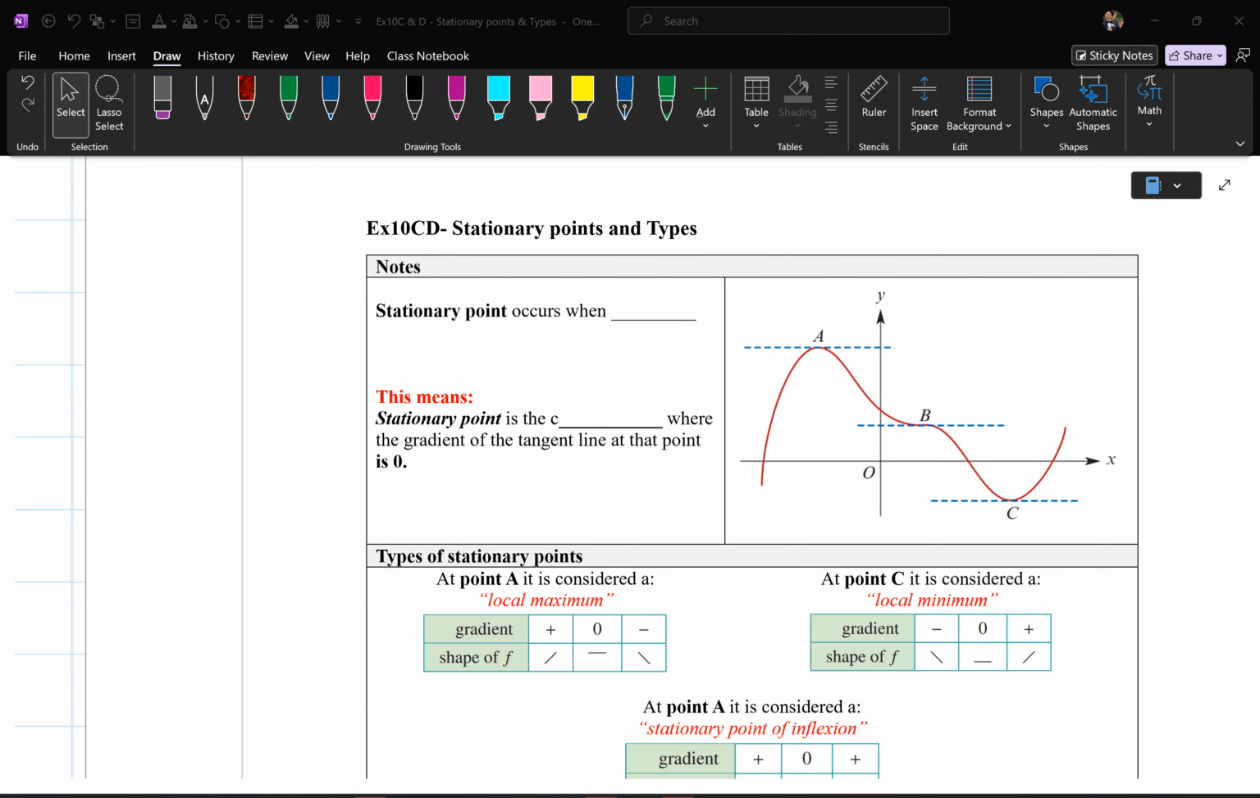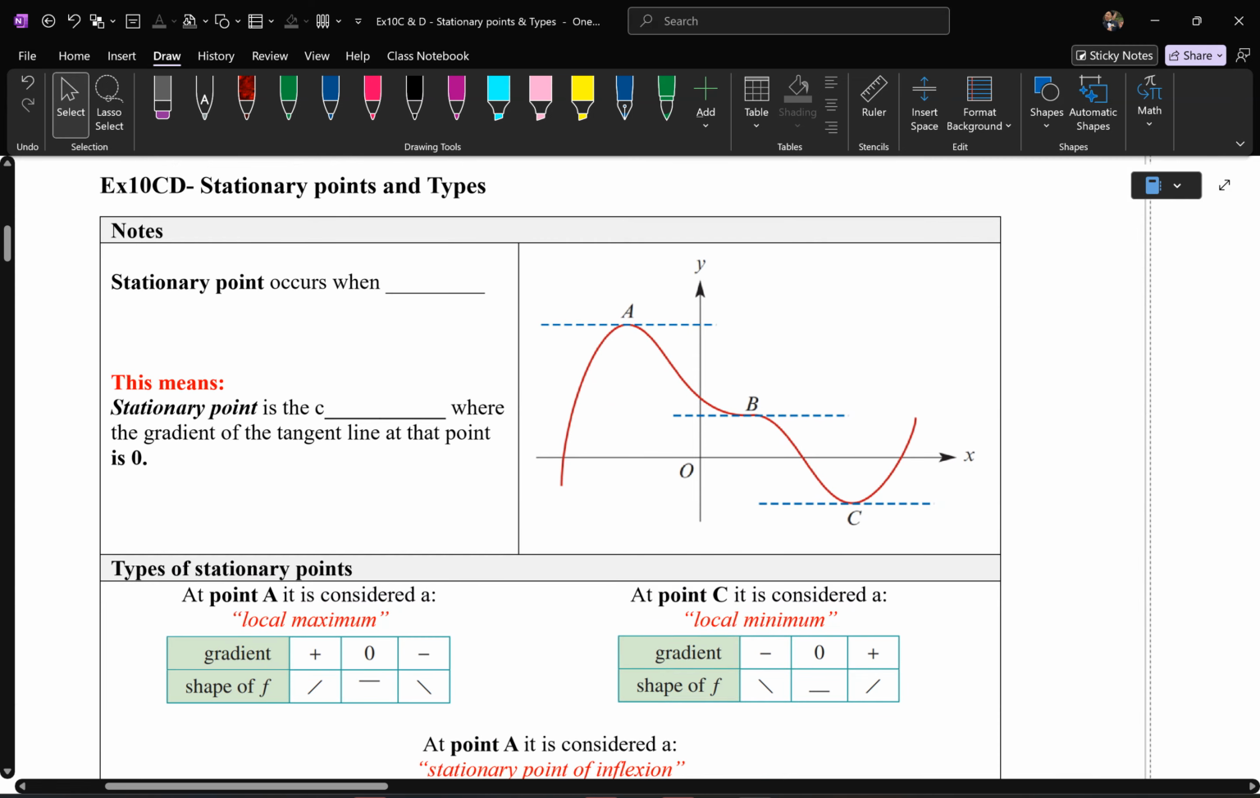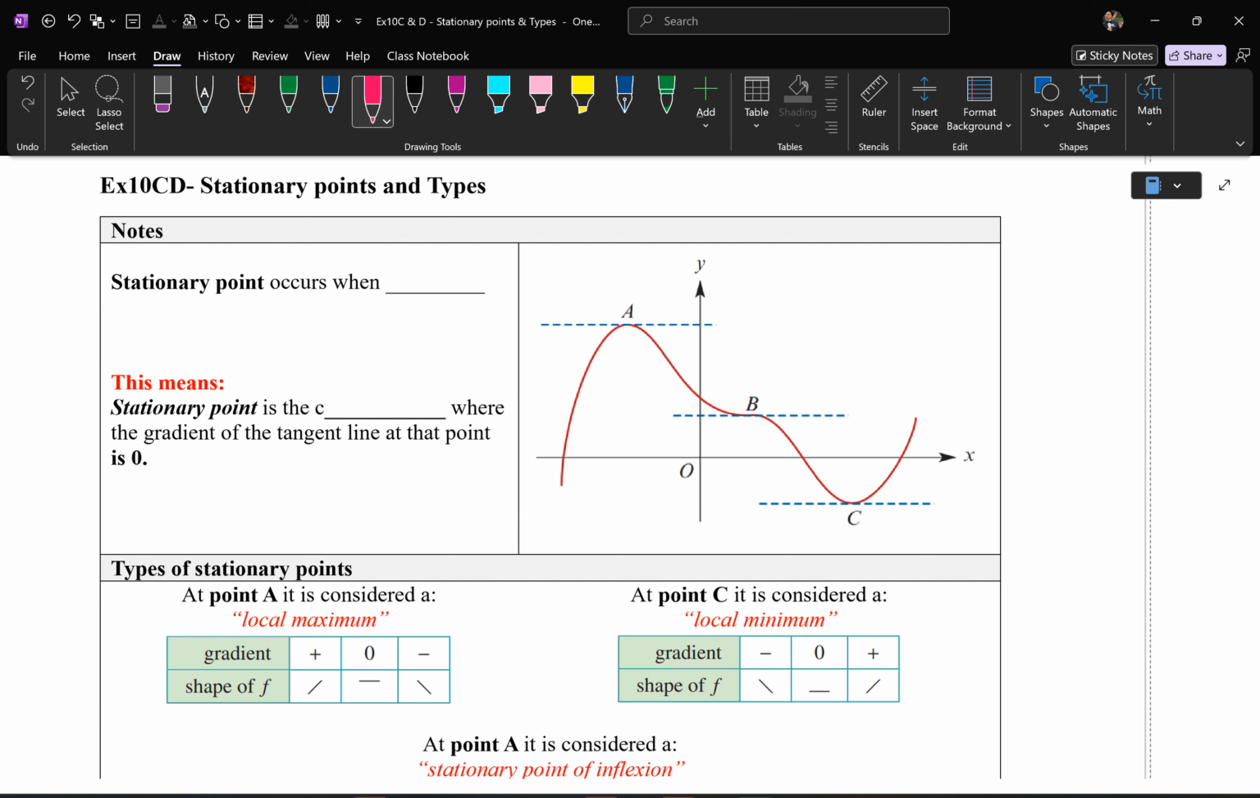Here we go. 10C, 10D, stationary points. Stationary points occur when again? Do you guys remember? What's a stationary point? When the gradient equals 0. But to find the gradient, you find the derivative. So hence, it occurs when dy/dx equals 0 or f'(x) equals 0.